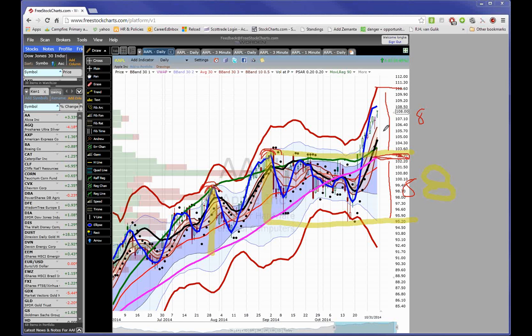You know, so this size of a move would take it to about 110. So you're at 108 already. So I think there's about $2 more.